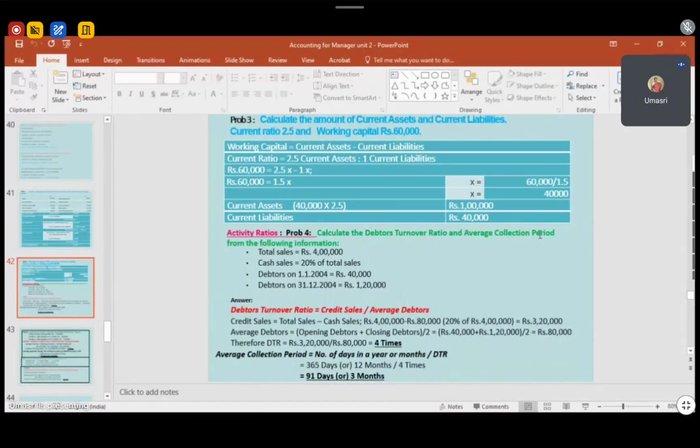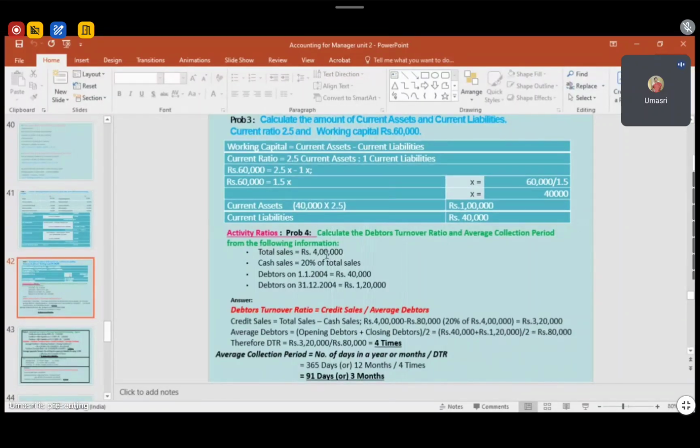What is the formula for debtors turnover ratio? Net credit sales divided by average debtors. Net credit sales means what? You have to take total sales minus sales return minus cash sales. That is called net credit sales. See here, total sales is 4 lakhs, less cash sales 20 percent. You can eliminate it. How much does it come to?